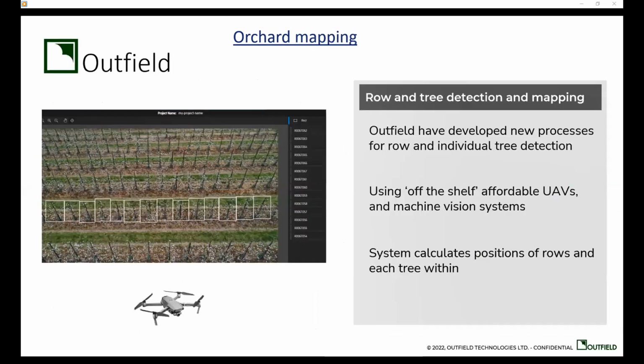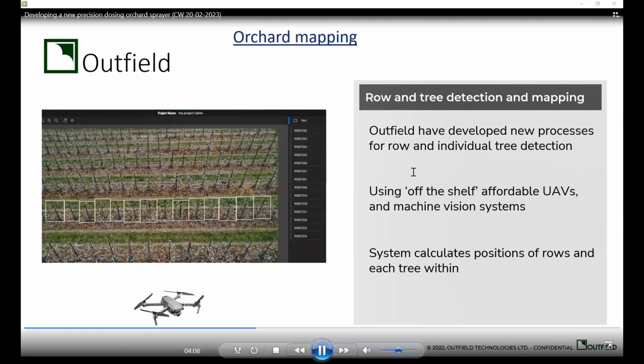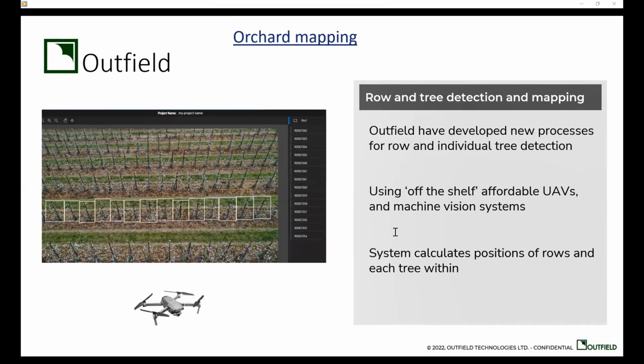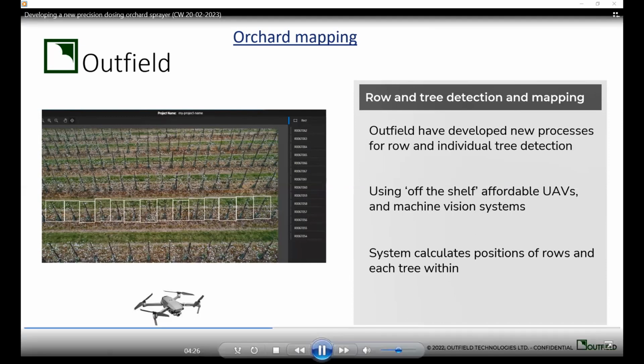Okay, so now I've given some examples and results showing how variable orchards can be. I'm going to return back to precision spraying, and I want to talk about how we can map orchards. So I've already shown some data from LiDAR mapping, which we can use to capture canopy density and structure, and we can map all of that data. You can also use drones. So Outfield have been developing systems for scanning and analysing blossom and fruit per tree, and their system uses affordable and readily available UAVs to scan the whole orchard. The data is then analysed to calculate the position of every individual tree in the orchard.